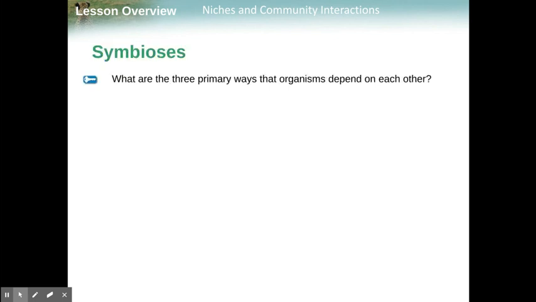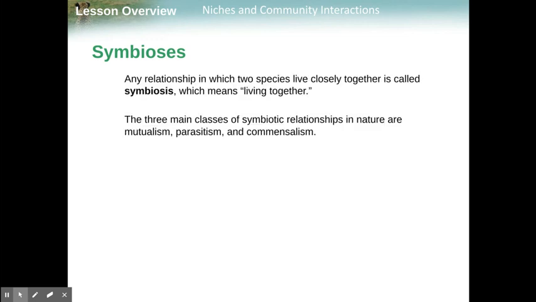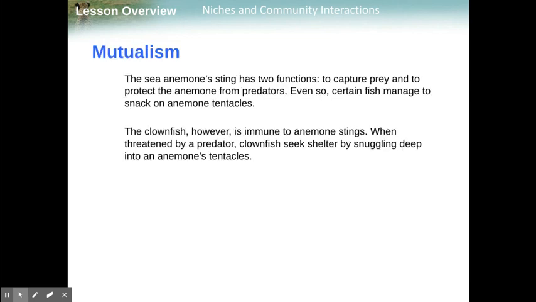Now, symbioses. We have three different types of symbioses that show how organisms depend on each other. Any relationship in which two species live closely together is called a symbiosis, which literally translates to living together. The three main classes are mutualism, parasitism, and commensalism. With mutualism, I'll just cut it short for you and say that both benefit.